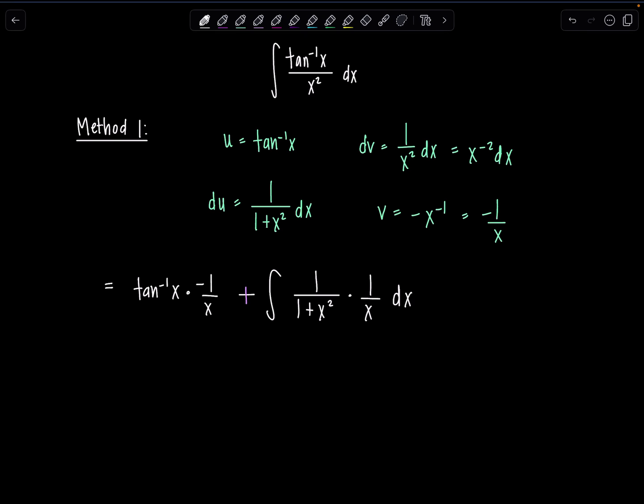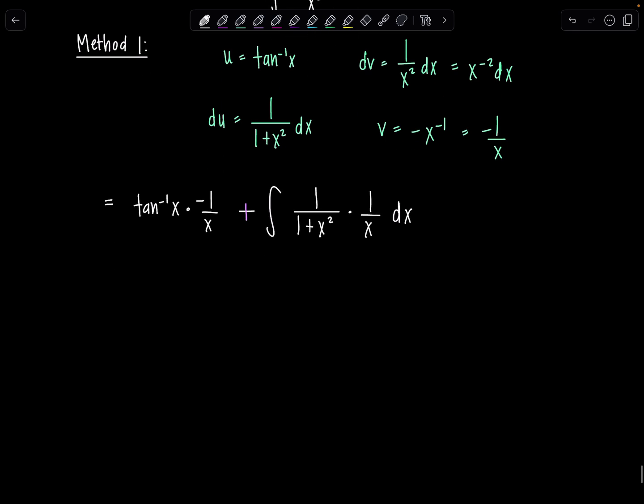How are we doing? Okay, let's clean this up a wee bit more before we proceed. So that first term, let's write it as negative tan inverse of x over x. And then I have plus the integral of 1 over, let's write the denominator as x times 1 plus x squared dx. Okay, good. So now we don't have to deal with tan inverse of x. Look at that. And then we just have to integrate this function here, which is looking nice.